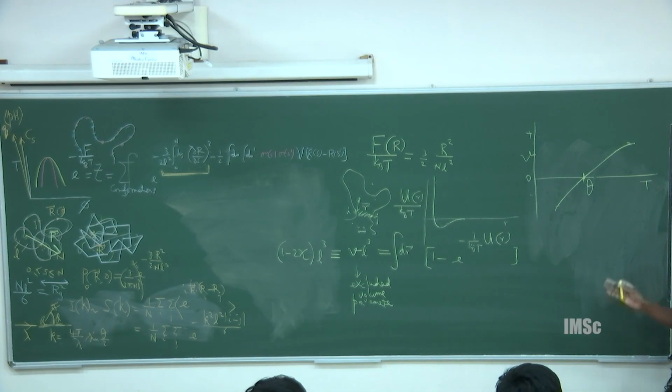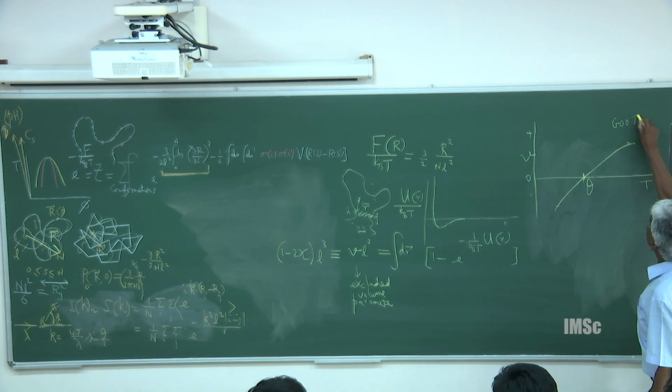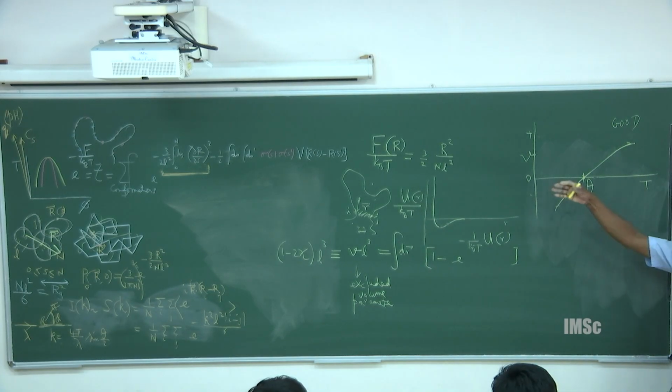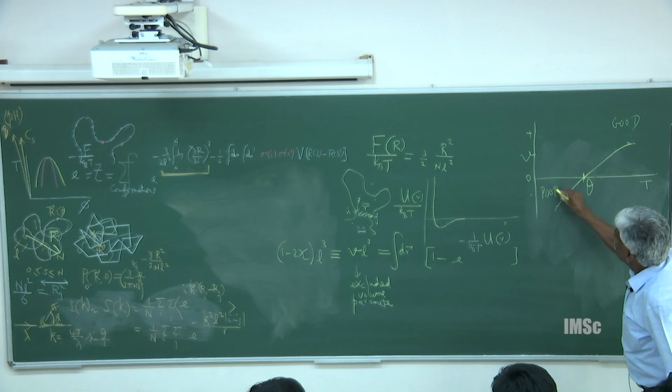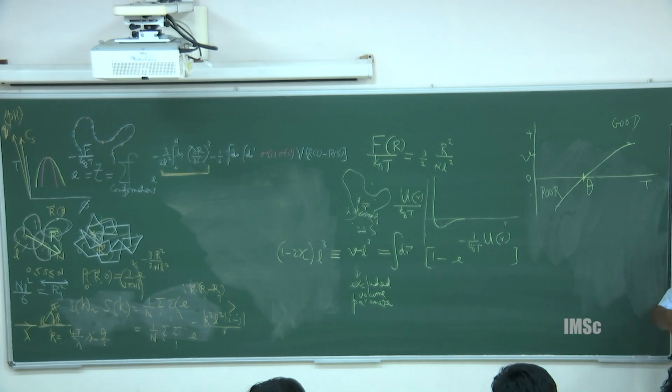Just for the nomenclature, when you read review articles and papers, the condition above theta is called a good condition because the chain is able to expand. Below the theta temperature is called a poor condition. Somebody pointed out a globule, and that's where the polymer chain is going to shrink. It doesn't like the solvent, and therefore the solvent is a poor solvent for the polymer, and then it collapses.